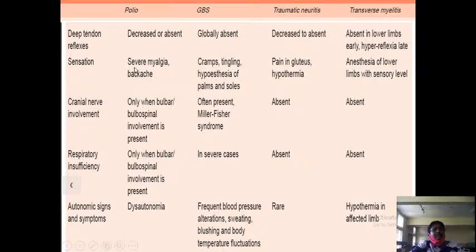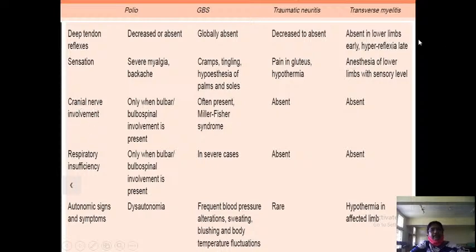Now, sensations. Usually in polio there will be severe myalgia and aches, backache, neck pain, body pains, pain in the limbs. In GBS, usually there will be tingling sensation, pins and needle sensations in the children. And in traumatic neuritis, there is pain at the local area. And in transverse myelitis, typically there will be anesthesia of the lower limbs. There will be a classic sensory level. That means there will be a cutoff below which there are no sensations, and immediately after that we will be able to elicit the sensations.